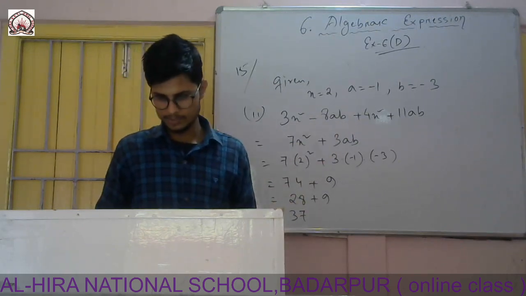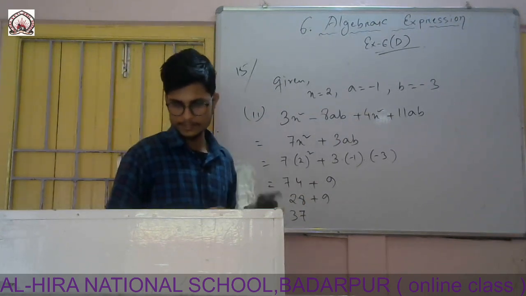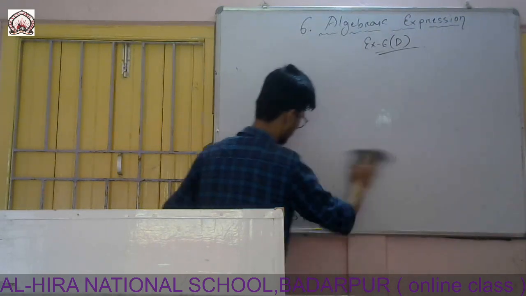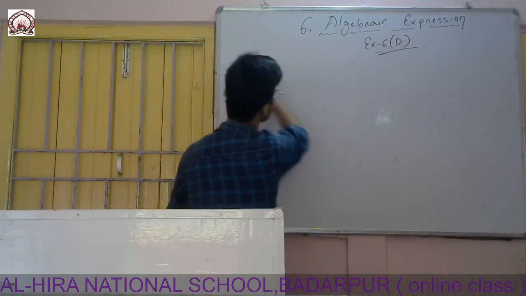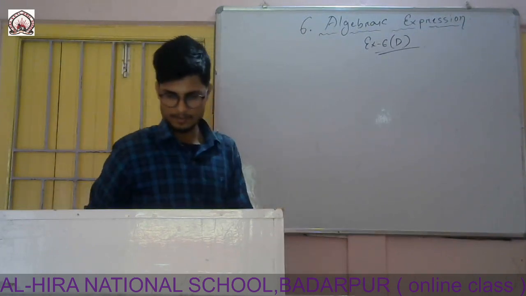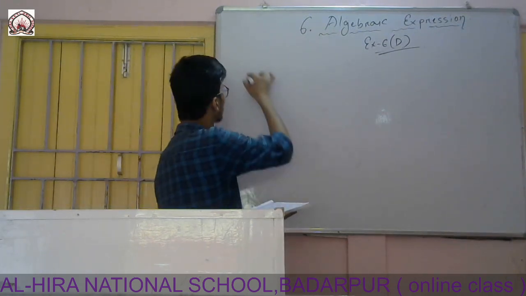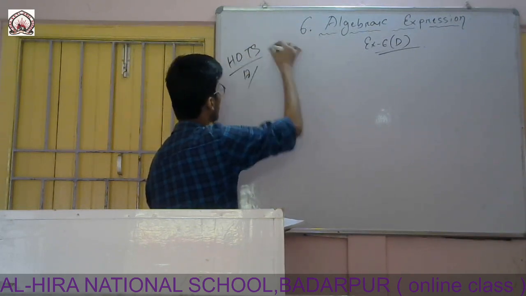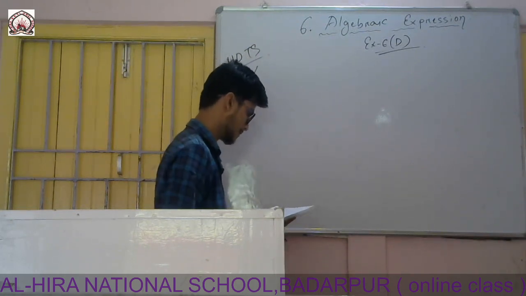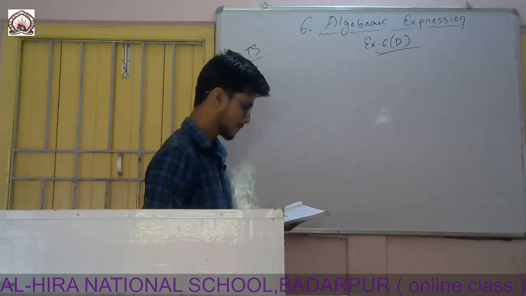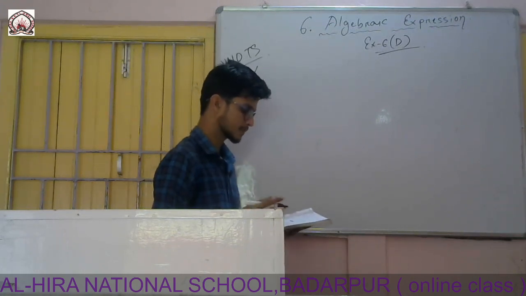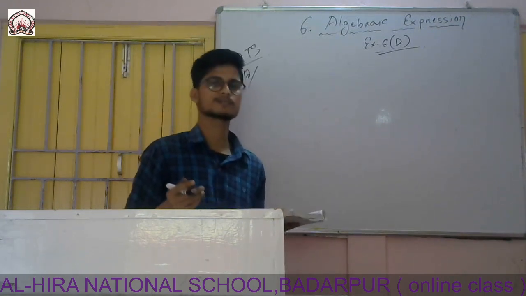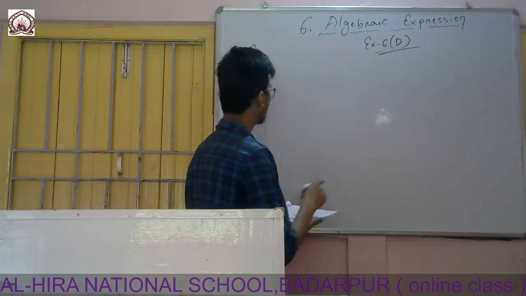So the last question of this exercise, question number 18, high order thinking. So given, if 4a minus 3 is equal to 13, then find the value of the given expression 10a square minus 5a plus 6. So first of all I will find the value of a.